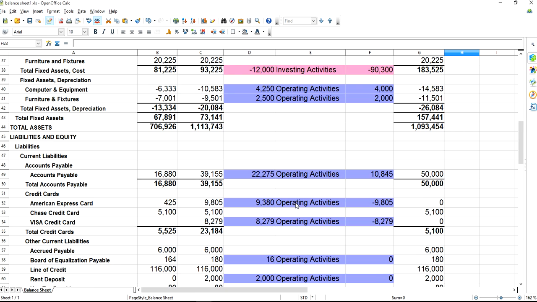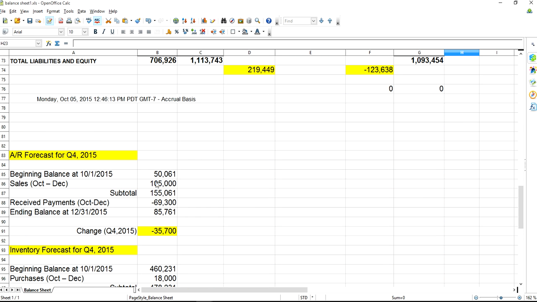And I did a little analysis at the bottom in here. Okay, so here's your beginning balance for AR, and the sales for 3 months is 105. That's from your P&L, and here's the subtotal, these two, and we receive payment basically 2/3 of this amount, and by December 31st we'll have an ending balance of 85,760. That's a change of 35 between beginning and ending.